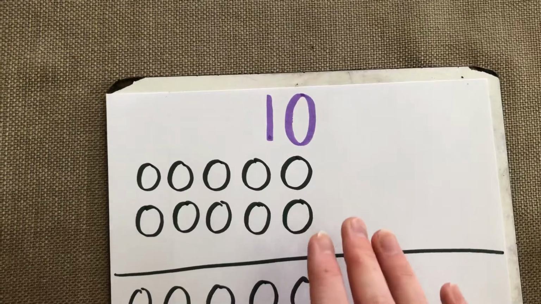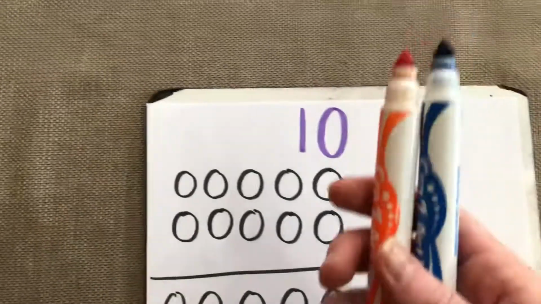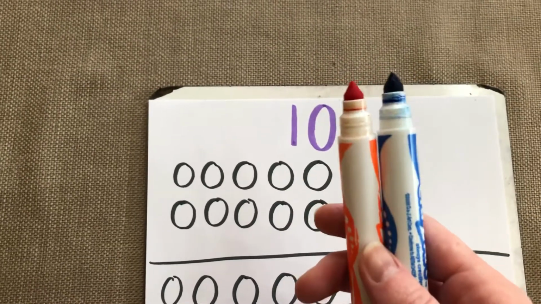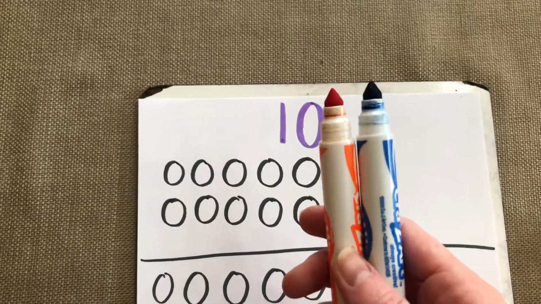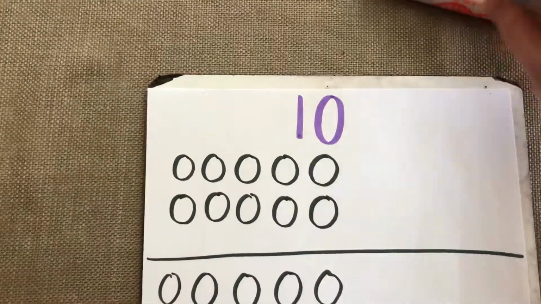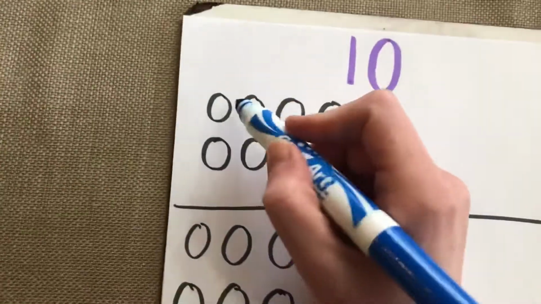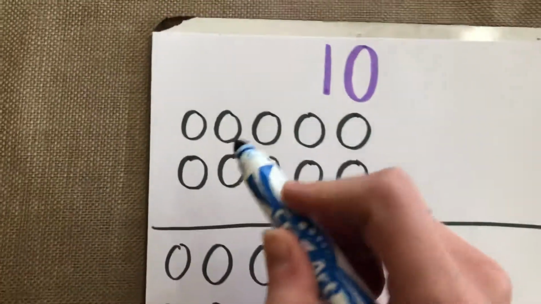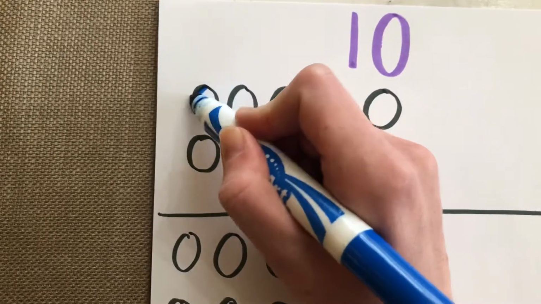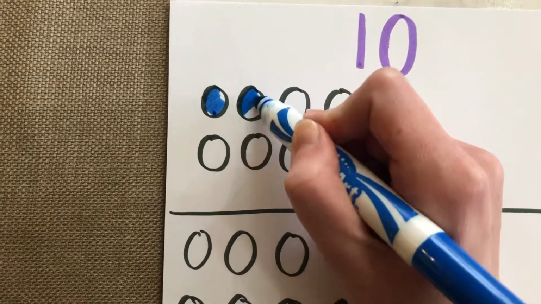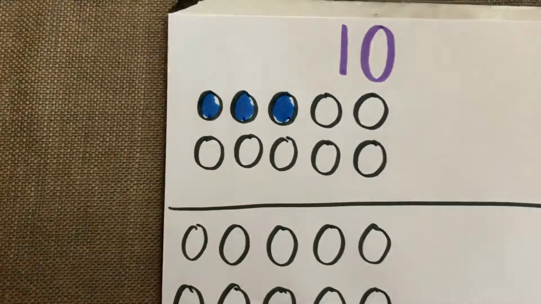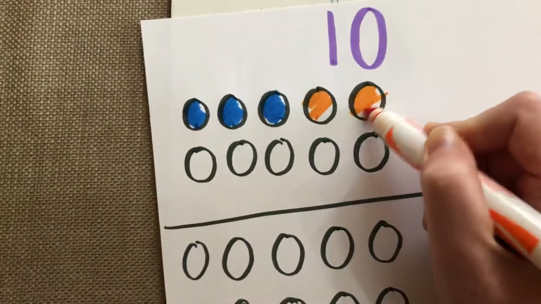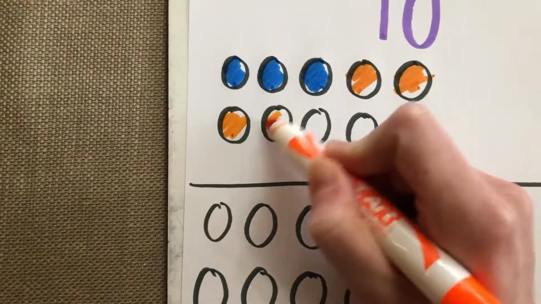So after you've drawn 10 circles, you're gonna pick 2 colors that you really like. I picked out orange and blue. And what you get to decide is how many you want to color of each color. So what I would recommend is to start with just doing like in a row all the same color instead of skipping around so you don't get confused, okay? So let's see, I'm gonna do a couple blue. And then the rest I'm going to do orange. Okay, so you color them in.